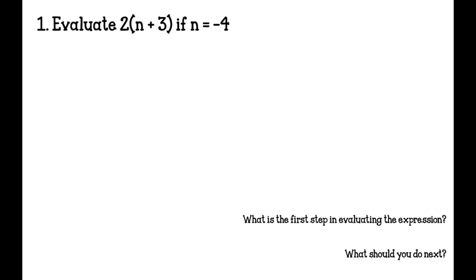Okay, so we are going to be evaluating expressions. Number 1 says to evaluate 2 times the quantity of n plus 3 if n is negative 4. So the first thing I do is I rewrite this. So I do 2 times the quantity of negative 4 plus 3.